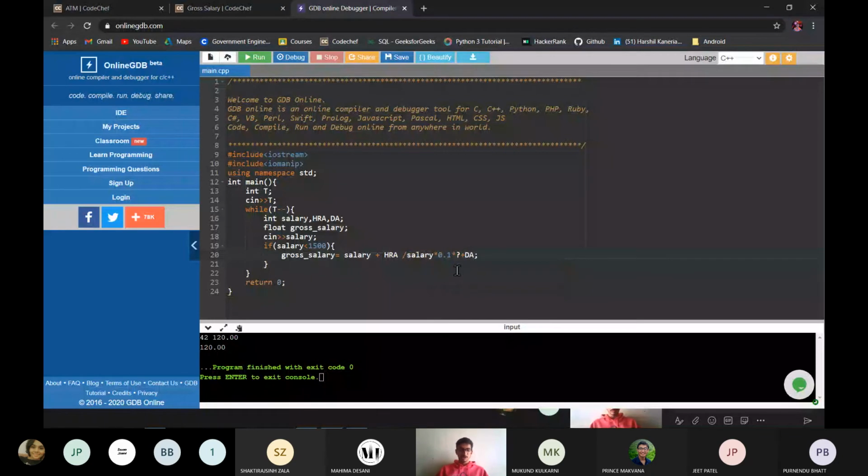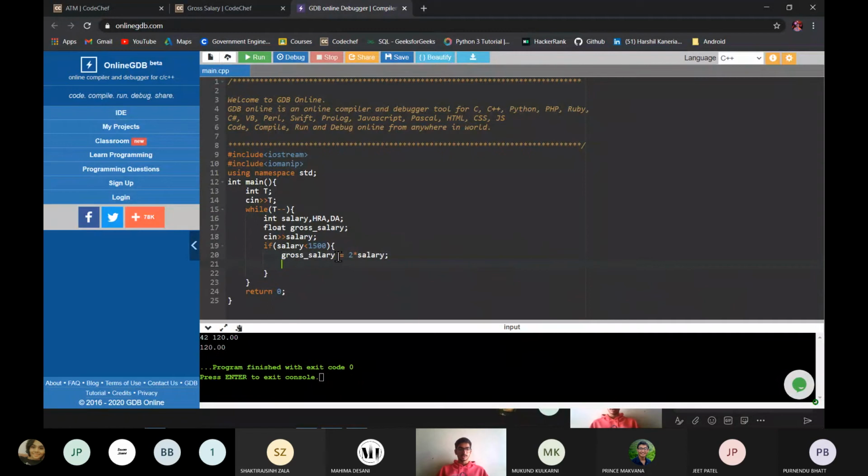And our DA is 0.9 of the salary. If you utilize that, this is nothing but two times the salary. These are all nothing but only 2 into salary, since 0.1 plus 0.9 is 1, and 1 plus 1 is 2. So by erasing that, we can write only 2 into salary here.